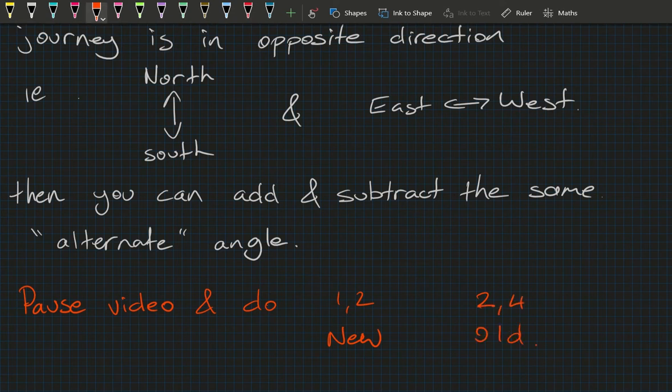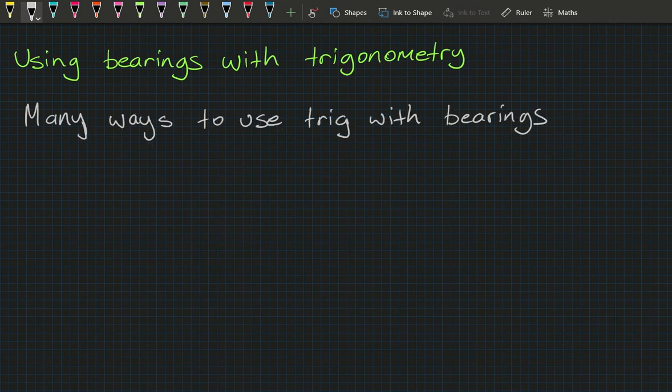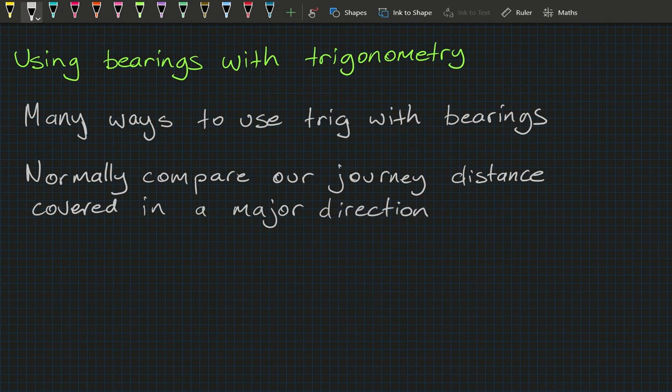And when you've done that, you can come back for the new section where this now brings trigonometry into the game. When using bearings, we have many opportunities to use trigonometry. The most common way that we'll do it in this lesson is to compare how much we've travelled in respect to a major direction with our actual journey. And by major, I mean north, east, west or south.